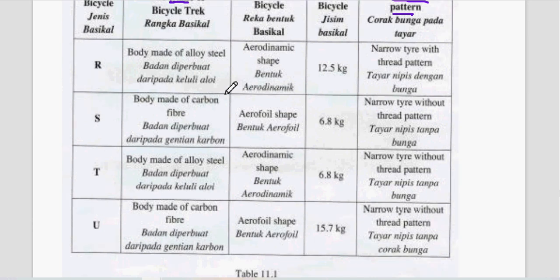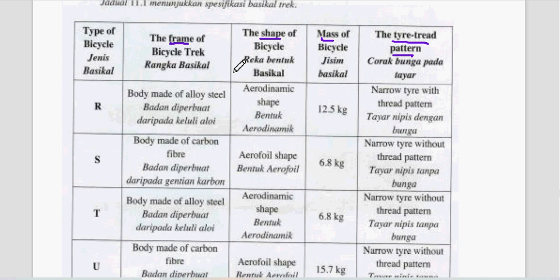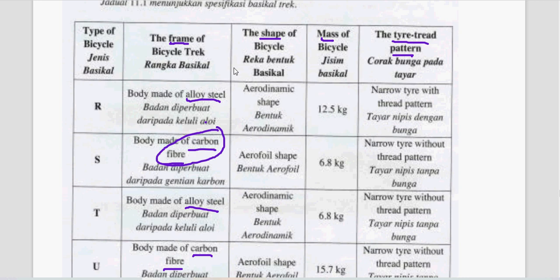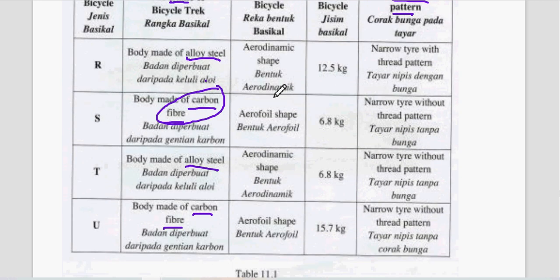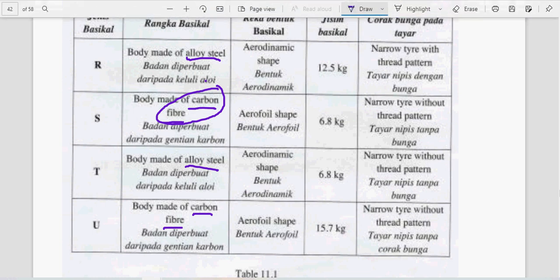If they give you the material just like this, for the frame, they give you steel, alloy steel, carbon fiber, and also alloy steel and carbon fiber. So it means you need to choose. Of course, the best one here will be carbon fiber. Carbon fiber is stronger and very light. And then the shape of the bicycle, this one is a bit strange with the choices. Normally aerodynamic and aerofoil shape, they don't combine it. But in this case, I think both can be given mark. But the more accurate one will be aerodynamic.